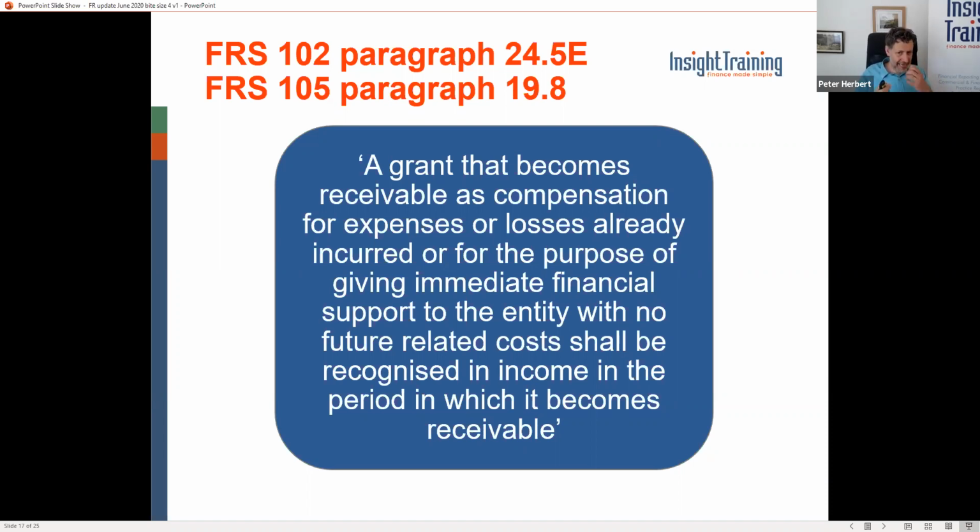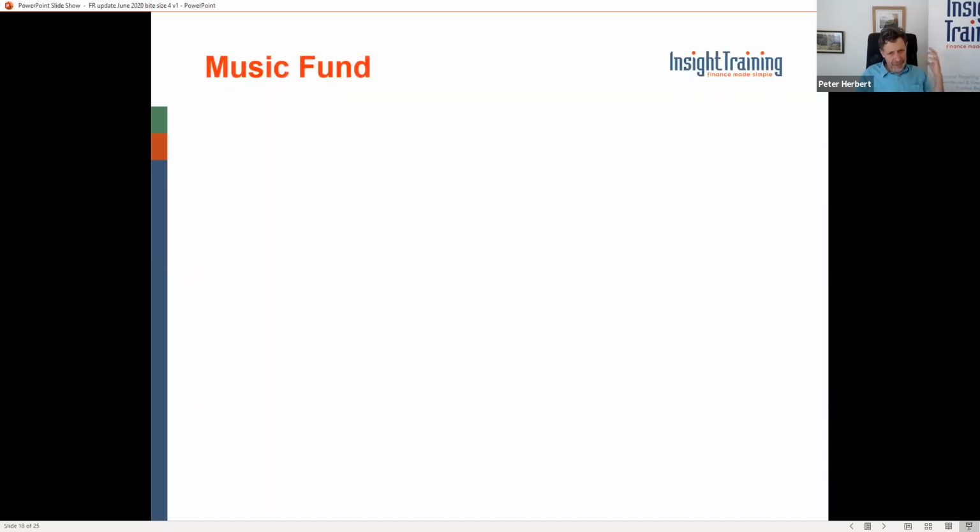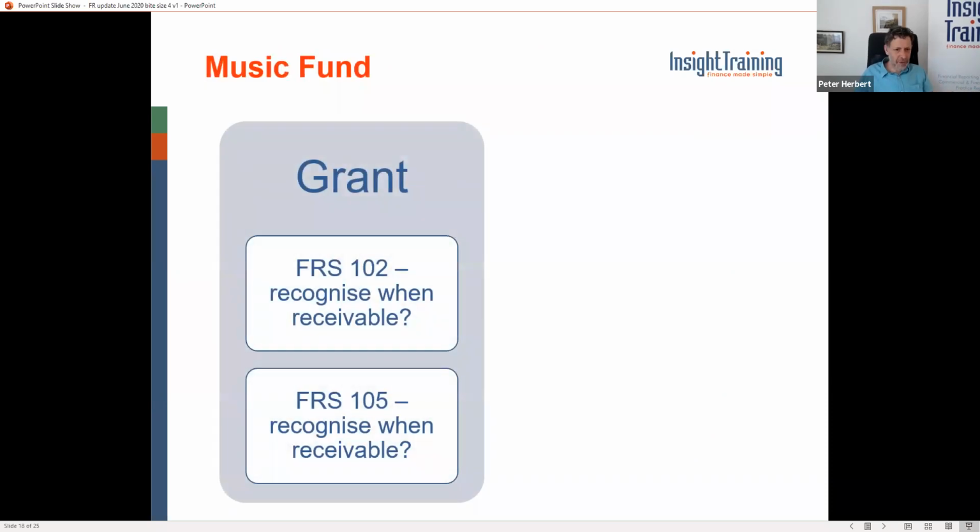So that, again, to me says that whether your accounting policy choice is one whereby you use the accrual method or where you use the performance method, where that grant's being provided to provide immediate financial support and there's no specific costs that that grant relates to, you will get the same accounting approach and you book it in the P&L at the point at which it becomes receivable. And again, the same thing would apply in the context of FRS 105. So with that in mind, with my Music Fund grants, 102 or 105, recognise when receivable.